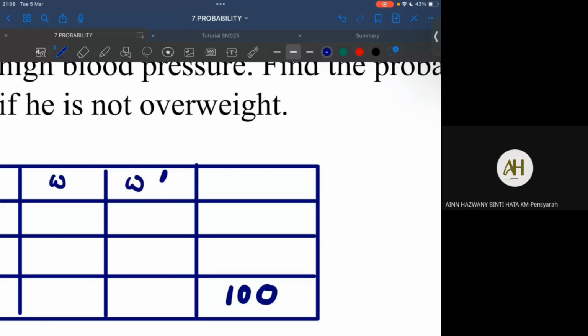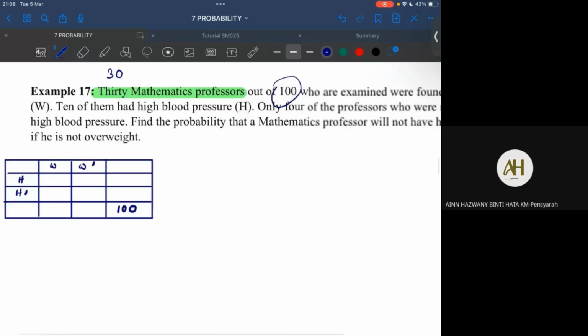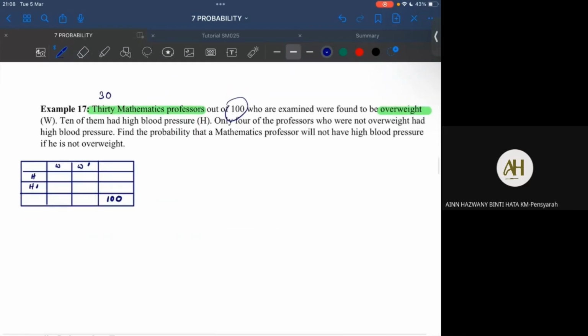Soalan ni, oh, yang ni dia pakai H pula. Dua-dua sekali pula. Okay, so ini high blood pressure. So 30 ialah overweight. So ini overweight. So 30 berada di mana? Inilah sebab dia cakap 30 overweight. Dia tak cakap ada high blood pressure ke tak ada ke. So 30 di sini.